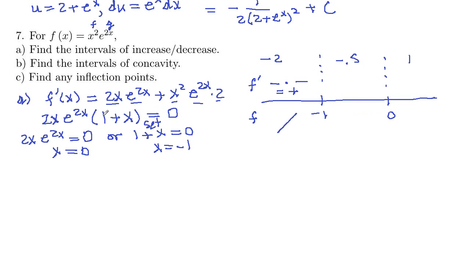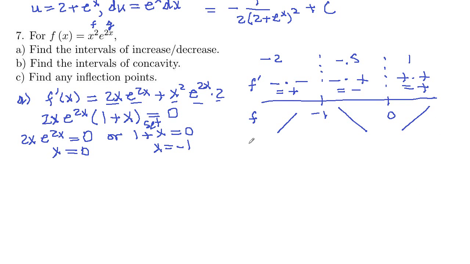Plug in a negative 0.5. Again, 2 times negative 0.5 is negative, times a positive e to the 2x. That's going to be negative. 1 plus negative 0.5, that's going to be positive 0.5. So negative times positive is negative. So the function is decreasing in that interval. And then plug a positive 1 in here. 2 times 1 times e to the 2 times 1, that's positive. 1 plus 1, that's positive. So this is positive times positive, which is positive, and your function's increasing.